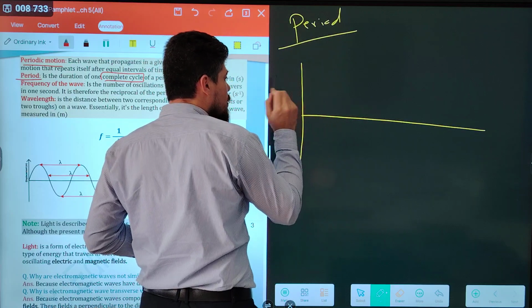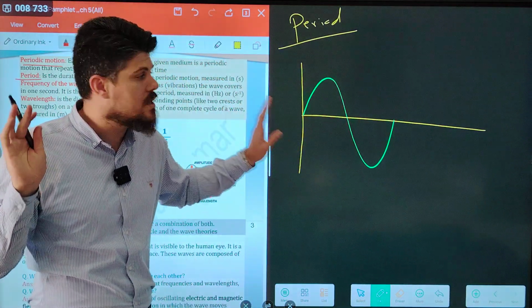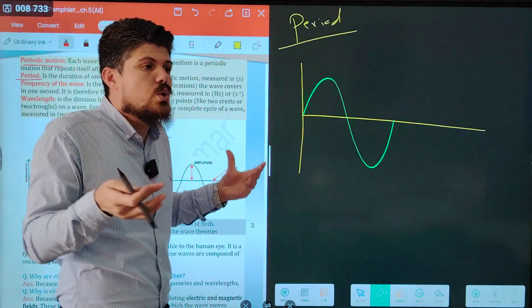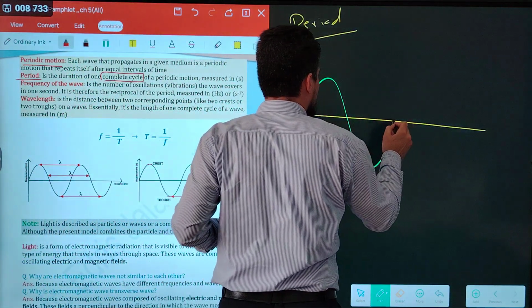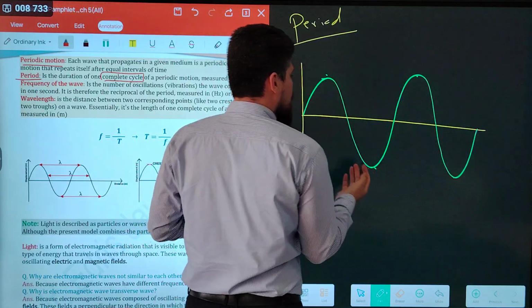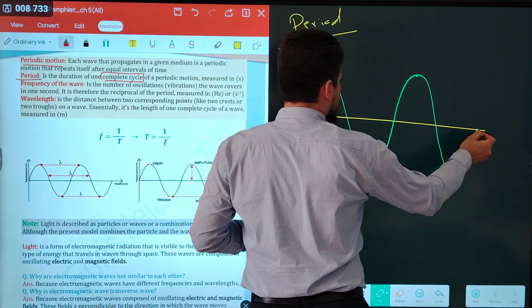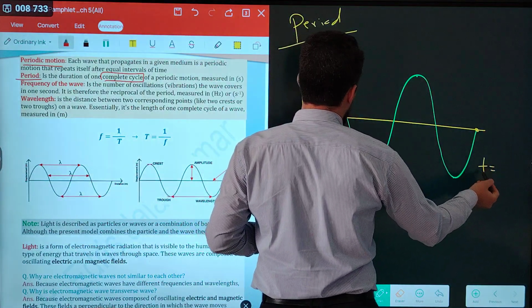What is one complete cycle? In one complete cycle, we have one up and down. This is one complete cycle. How about two complete cycles? Two complete cycles means we have two crests and two troughs. This is how many cycles? Two cycles. If the time it takes until here, this time is not the period.